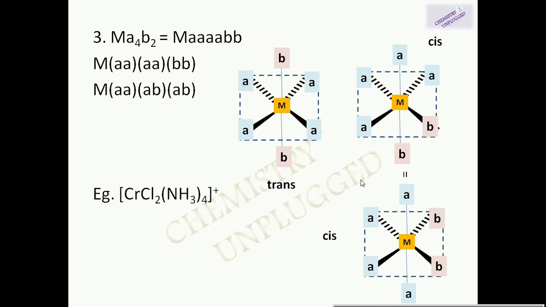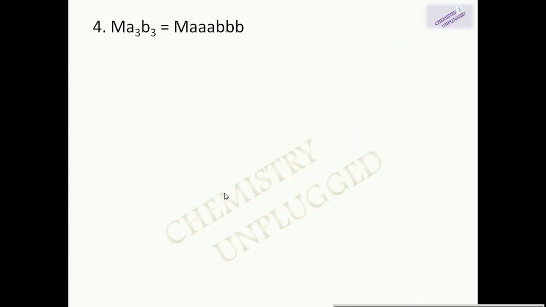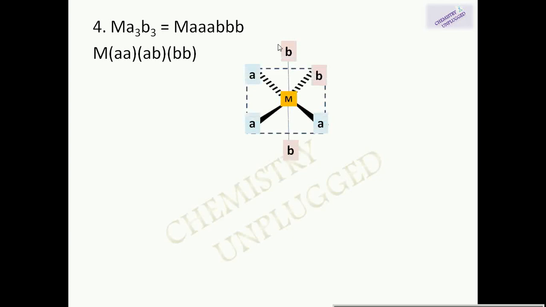For example, tetraamminedichlorochromium(III). Fourth type is MA3B3. We can also write it as MAAABBB. So now we will combine this. First is MAA, 2A in one bracket, AB and BB. So what is its structure? These 2A are trans to each other, A and B are trans to each other, and these 2B are trans to each other. Now next, what is the possible combination that A can combine with B?